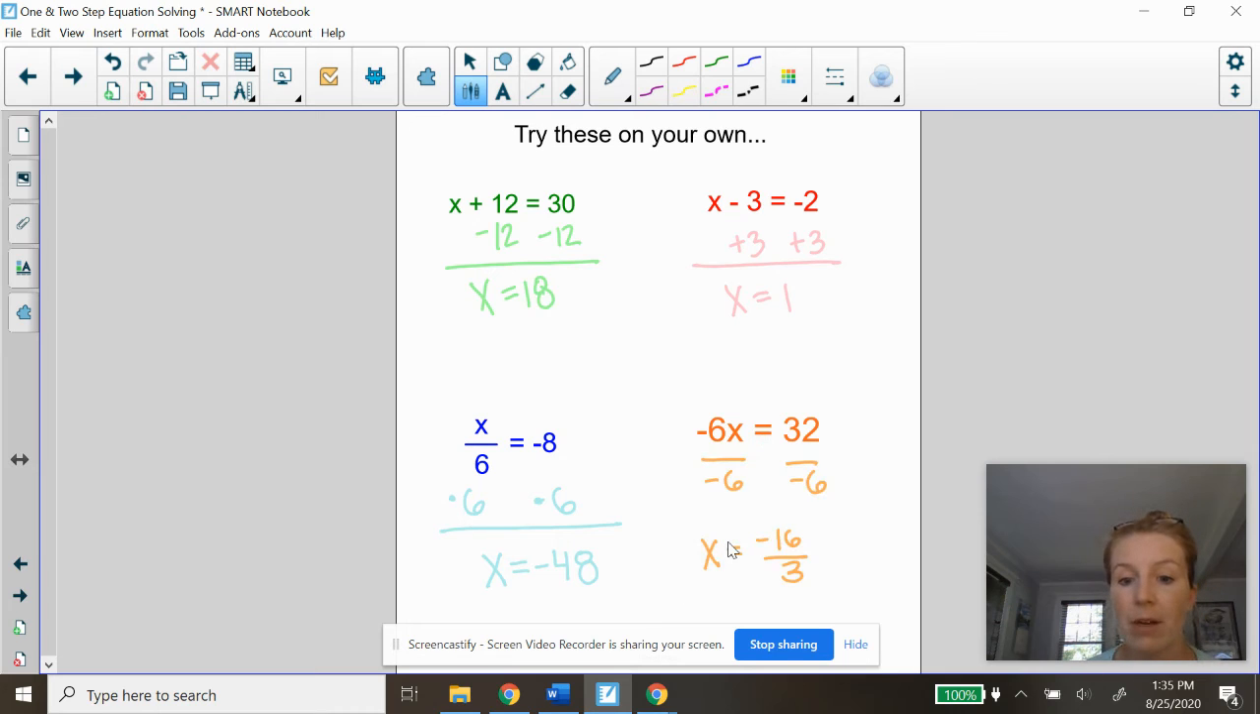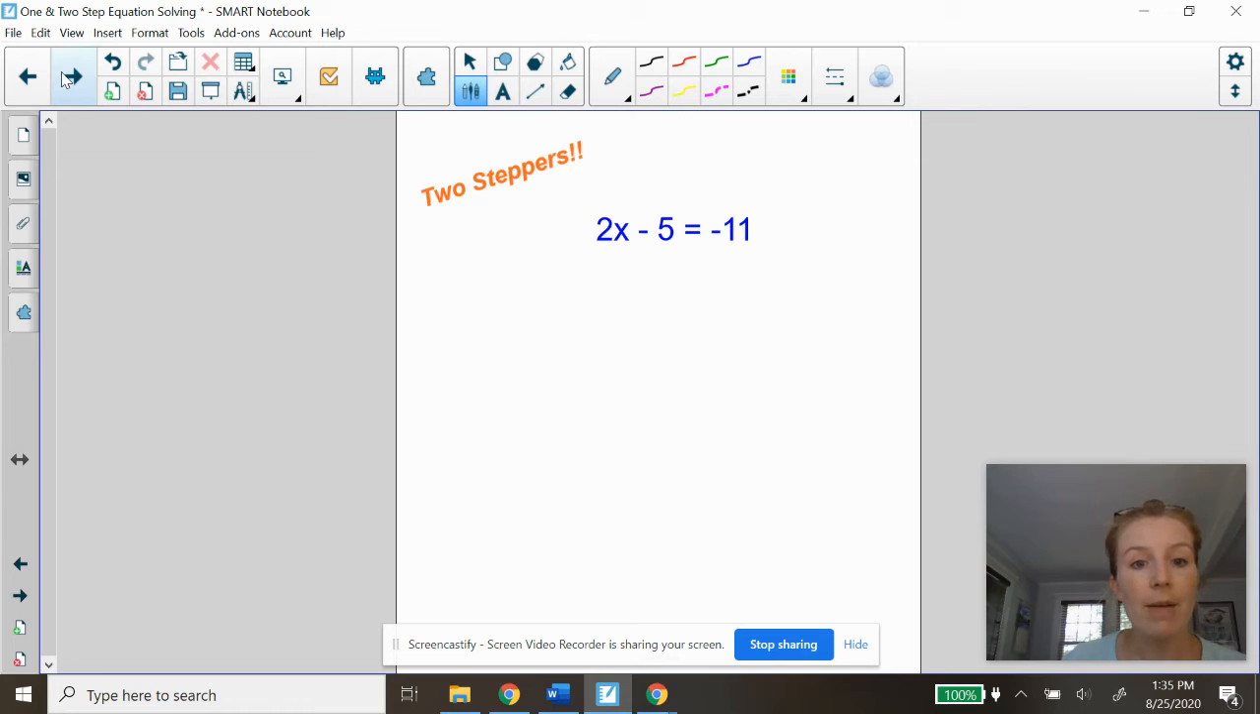And on this orange problem, I just want to remind you that on the right-hand side here, I've gotten to 32 divided by -6, which I then need to reduce. So always make sure that you're simplifying your fractions. All right, let's move on.